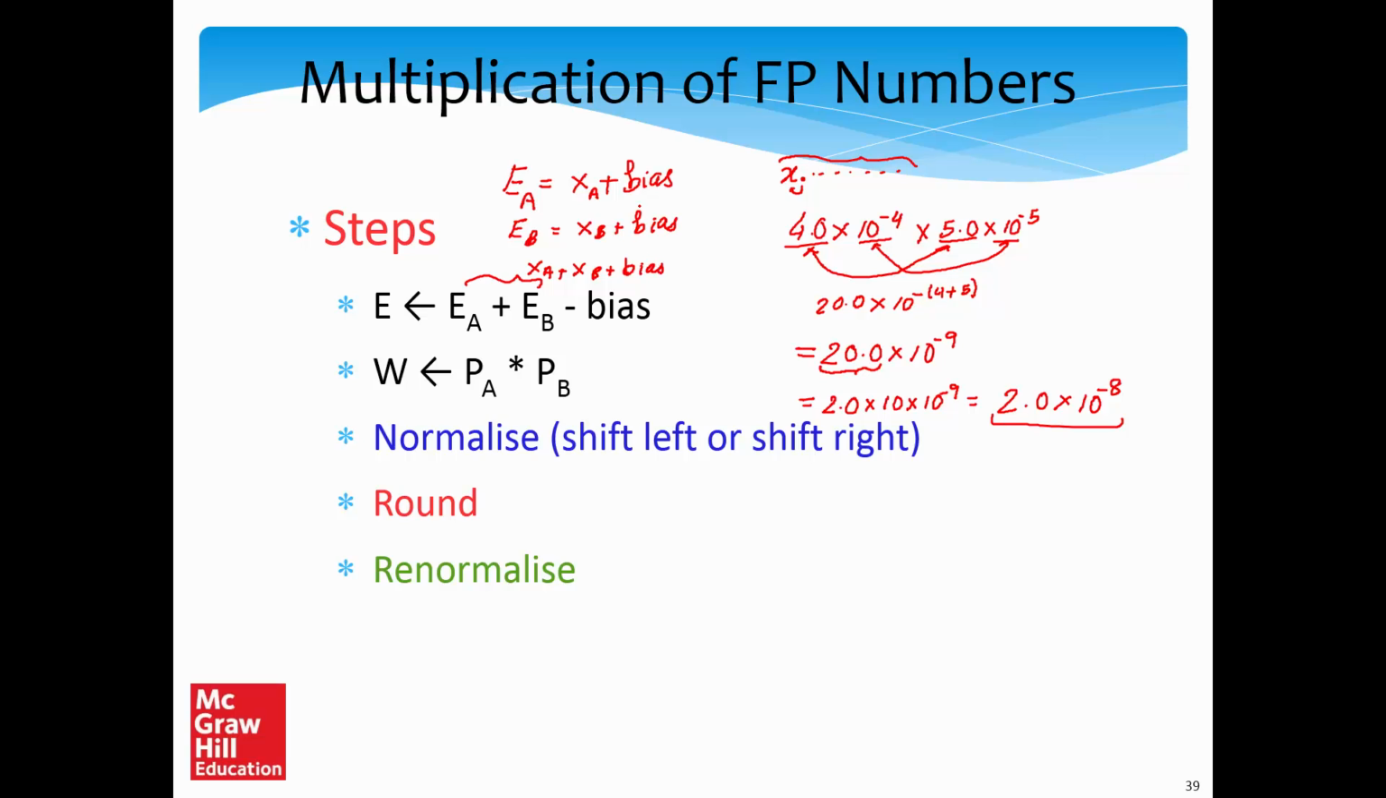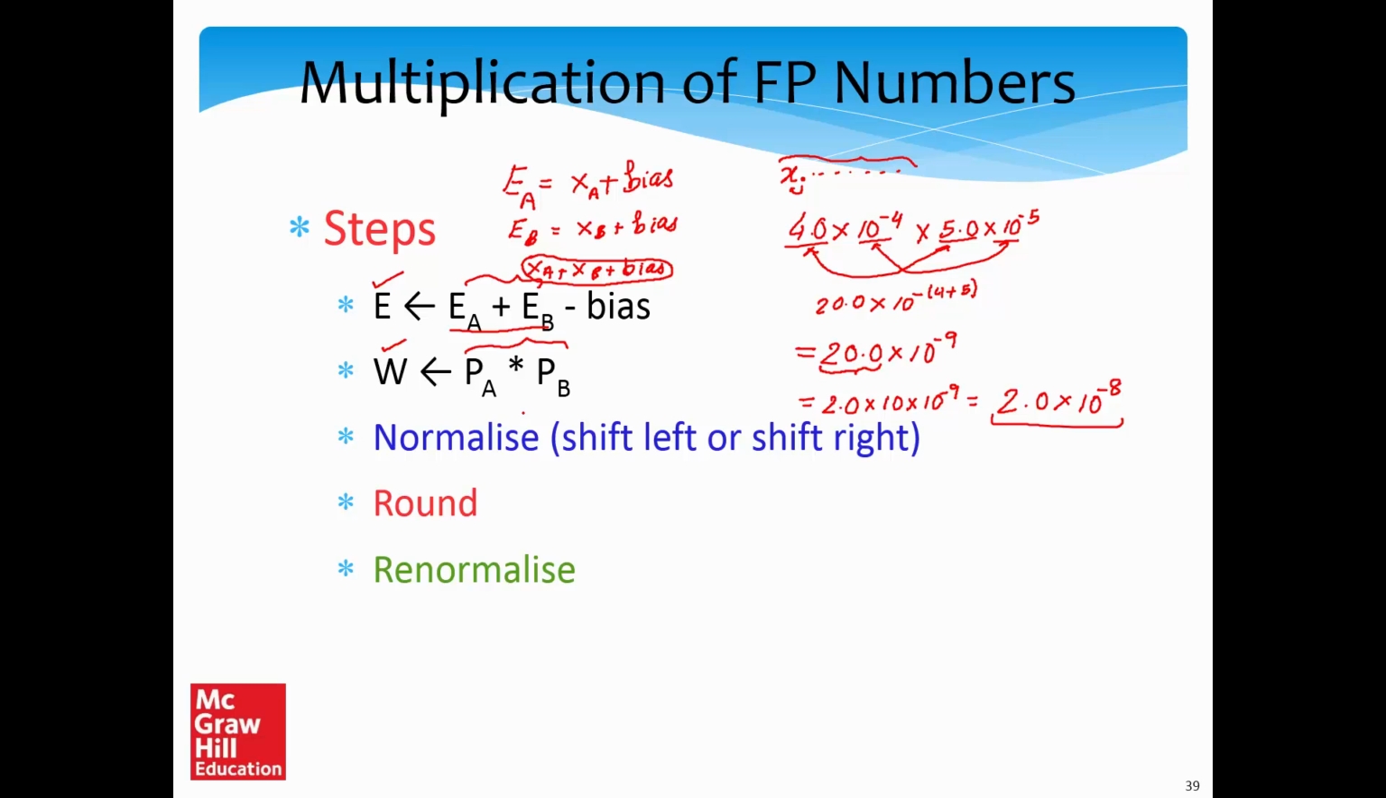Since EA plus EB adds the bias twice, we add EA and EB and then subtract the bias. The final result is essentially the sum of the exponents represented in the bias notation. This will be the final exponent E. Then we compute a temporary value W, which is the product of the significands. The same way we multiplied 4.0 times 5.0, whatever the significands are, we multiply them.